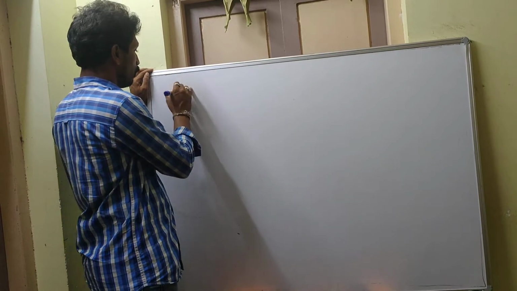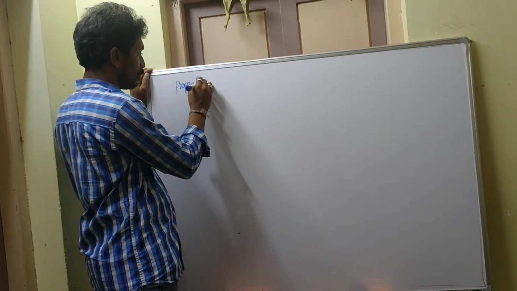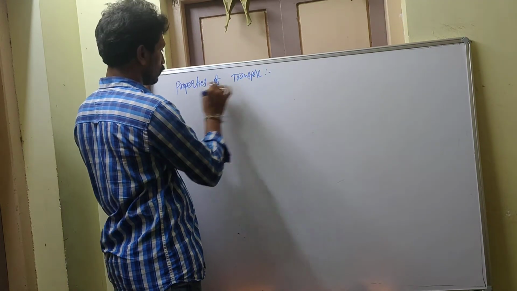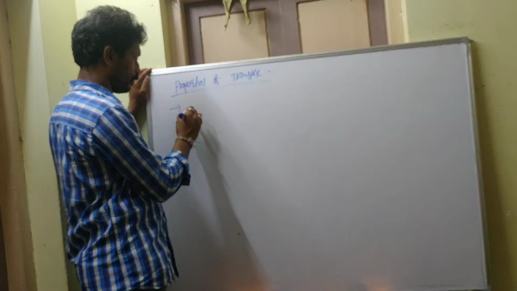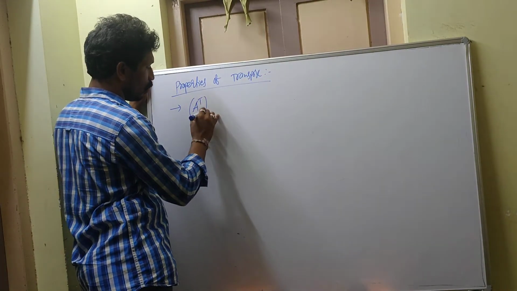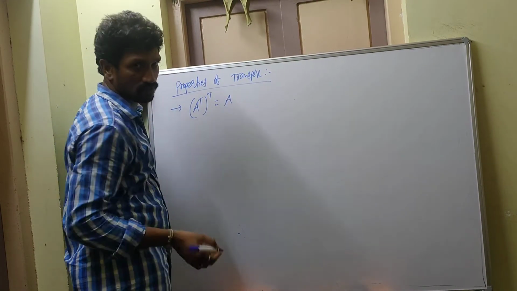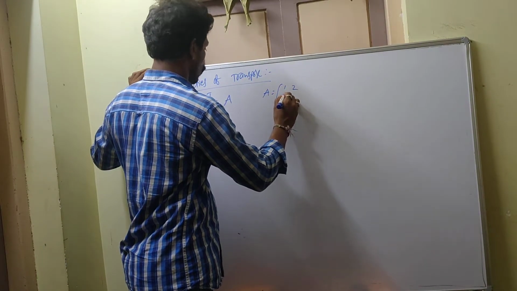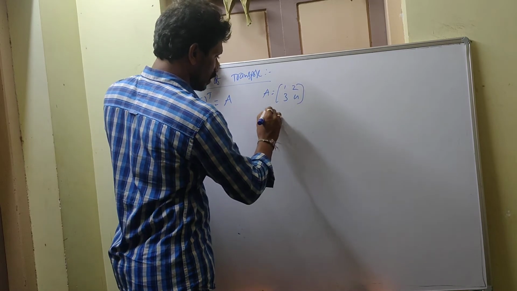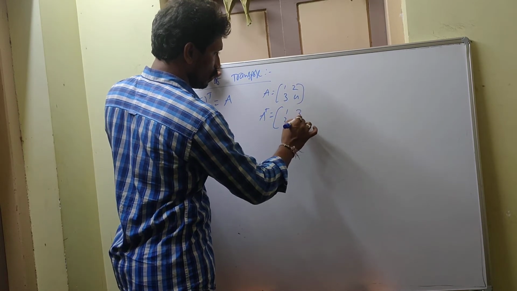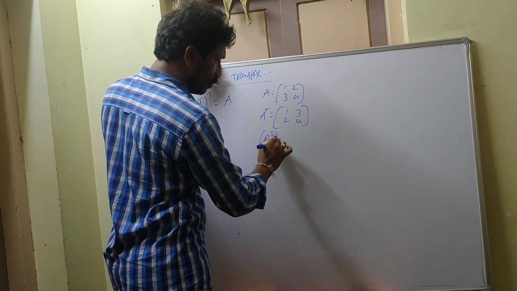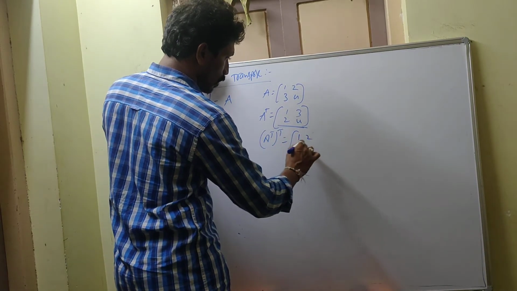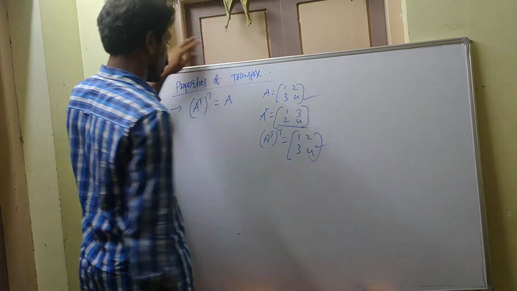Next one, properties of transpose. First property: A transpose whole transpose is equal to A. Take one example. Suppose A is equal to 1, 2, 3, 4. What is A transpose? Rows as columns: 1, 3, 2, 4. What is A transpose again? Transpose this one, that is A transpose whole transpose. So what you have is 1, 2, 3, 4. Again you got the same matrix.